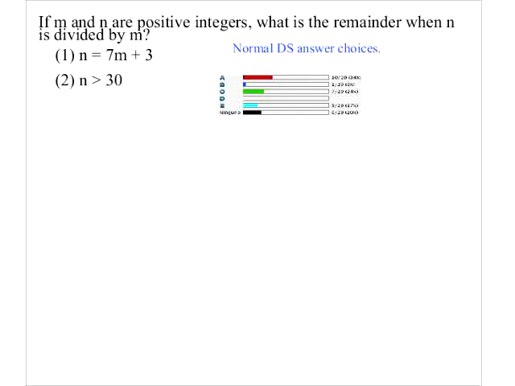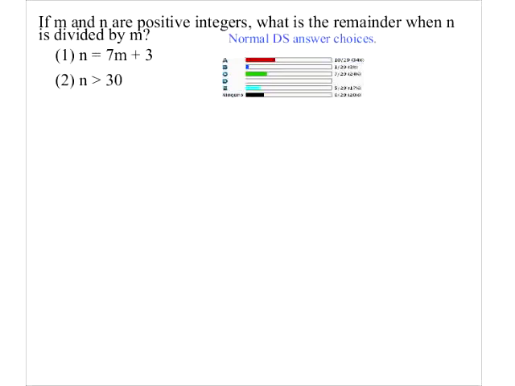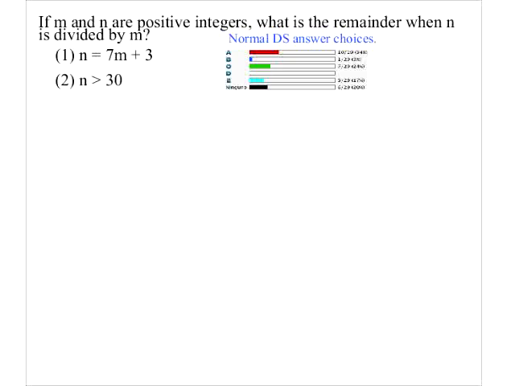So if m and n are positive integers, what is the remainder when n is divided by m? So let's take a look at plugging first, and then we'll go from there. I think it's probably clear that statement 2 is not sufficient. We had one person put B. I think that must have just been a mistake. Either that or that one individual is not too familiar with the data sufficiency choices yet. Because this is not going to be sufficient because you don't have any information about m.